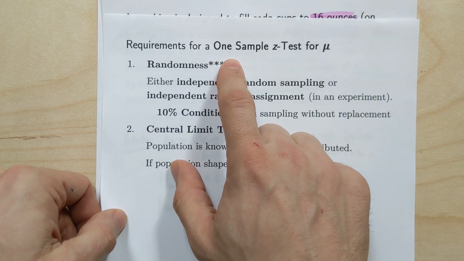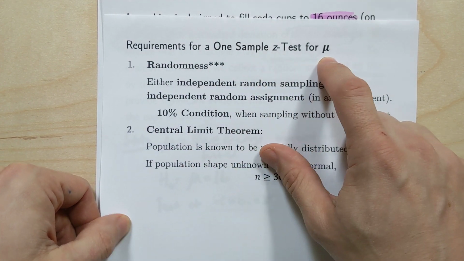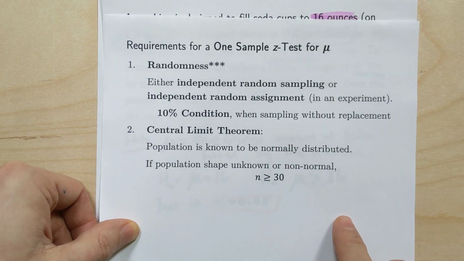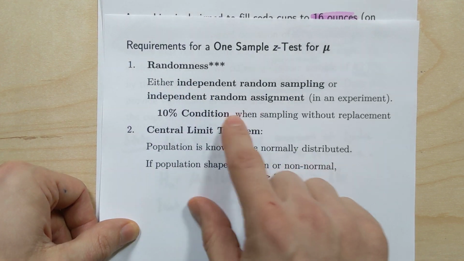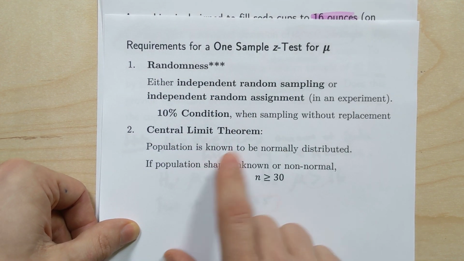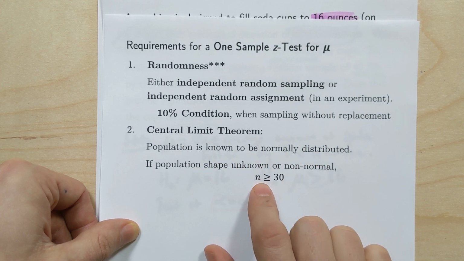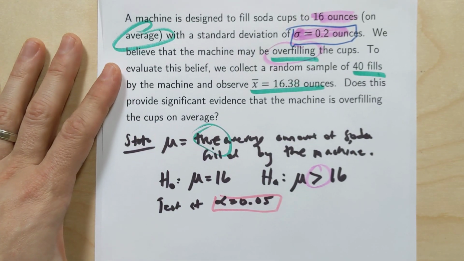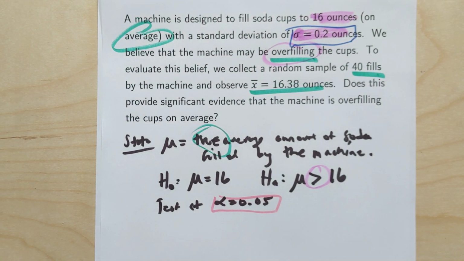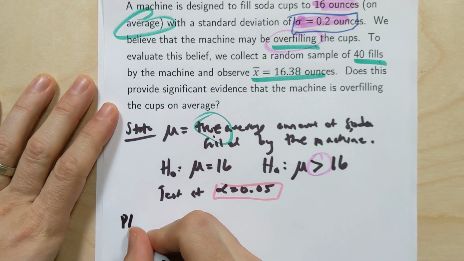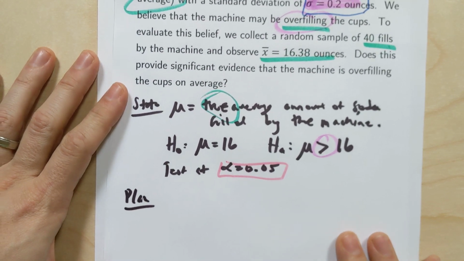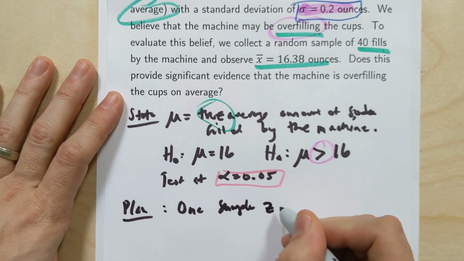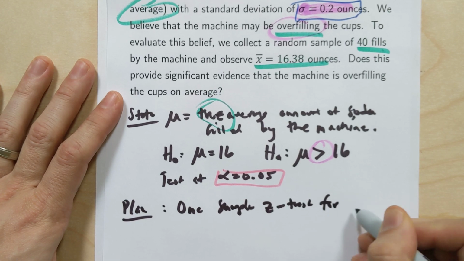So the test procedure we're going to do here is called a one-sample z-test for mu. The conditions for carrying out something like this are just like we saw when we were making confidence intervals and such. We're going to need randomness, and we'll talk about that. We're going to use the central limit theorem, and we're going to assume that hopefully we have at least 30 things in our sample, and that way we can use our normal distribution. So let's take a look here. Now we're going to plan. Let me write the word plan down. Plan, and in terms of plan, the first thing I'm going to say is this is going to be a one-sample z-test for mu.